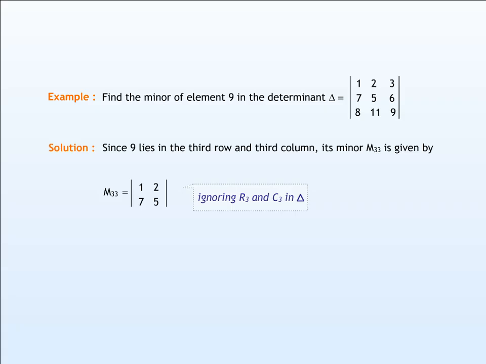So minor M33 is a determinant whose row 1 is 1, 2 and row 2 is 7, 5. On evaluating, the value of the minor is 5 minus 14, or minus 9. Hence, the minor of element 9 is minus 9.